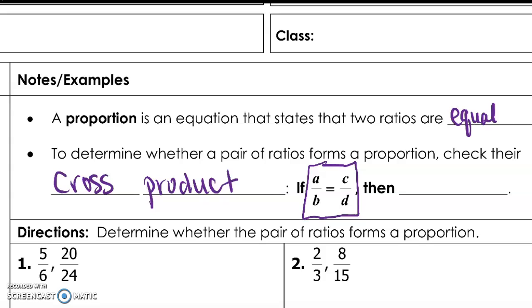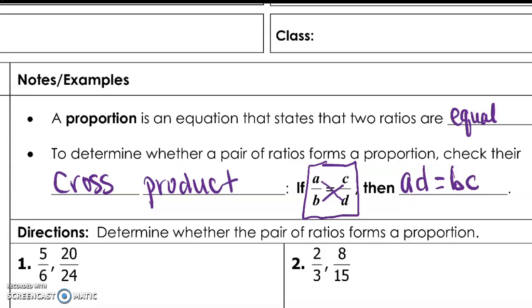When you do the cross product, you have to do the two that are diagonal from each other. So you do the top of one and the bottom of the other one, and you multiply them. So A times D is equal to, and then the other ones, B times C. Now, it does not always have to be in that order. You don't always have to start with the top left. It's just easier because that's the first number you normally notice. But you multiply the two that are diagonal, and then you multiply the other two that are diagonal, and don't forget to put an equal sign between them.